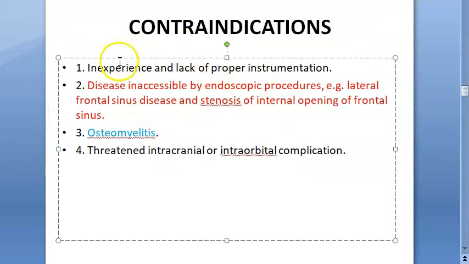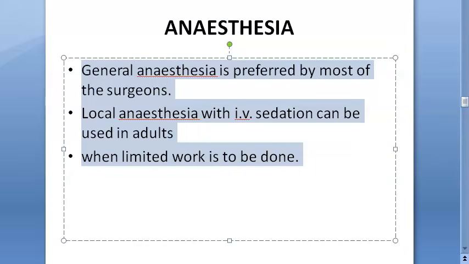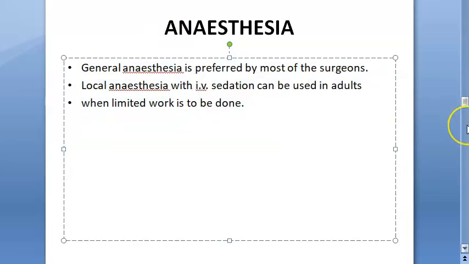Contraindications usually are that you don't have experience or you don't have proper instruments, or if there are some inaccessible places like the lateral frontal sinus disease or the stenosis, if there is stenosis of the internal opening of the frontal sinus. So those are some things you can't do. Osteomyelitis is a contraindication, and then if you have a threatened intracranial or an intraorbital complication, then it is a contraindication. Anesthesia, general, but if it is minor work, then they are using local anesthesia.